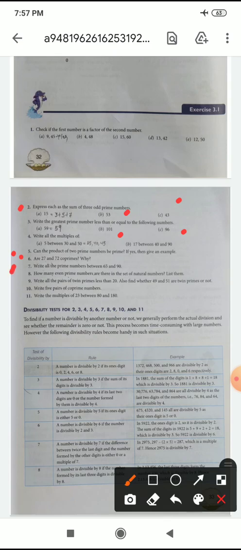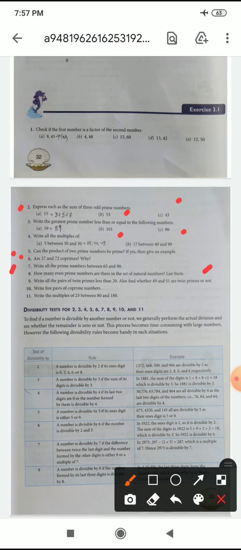Then comes to 6 number. Are 27 and 72 co-primes? No, as they have common factors. Okay. Then comes to 8 number. How many even prime numbers are there in the set of natural numbers? List them. Children, here your answer will be only one, that is 2.